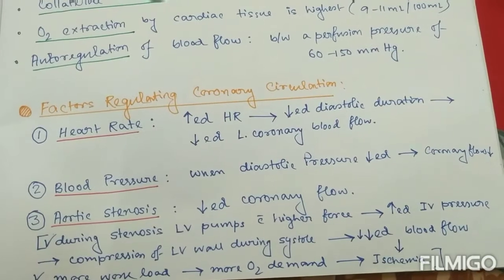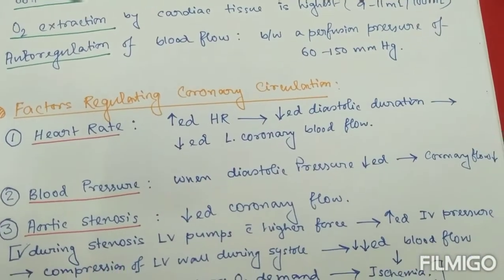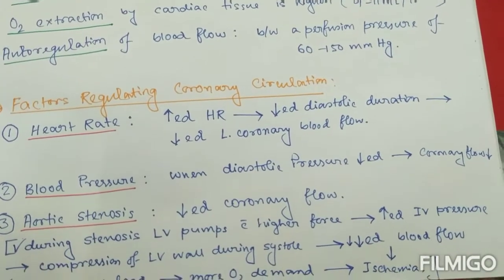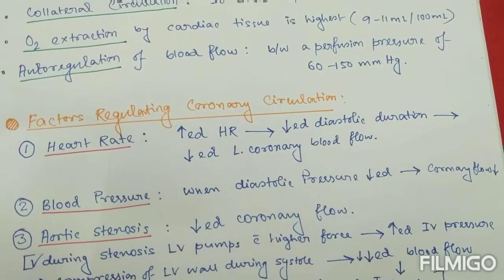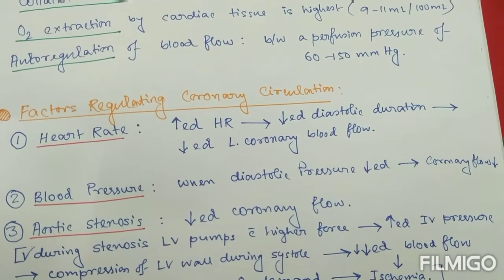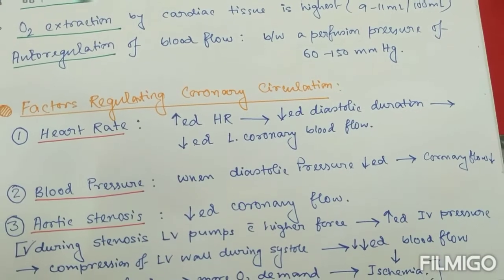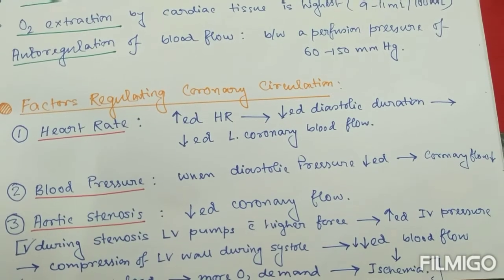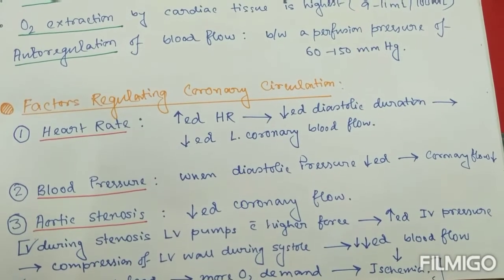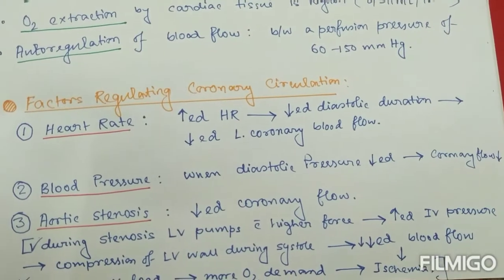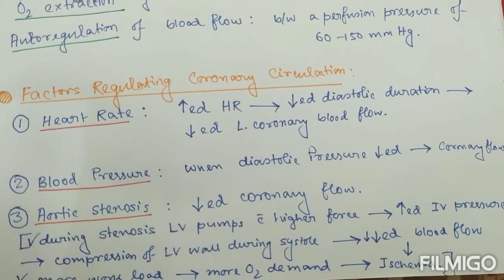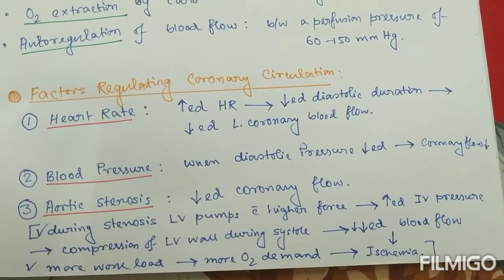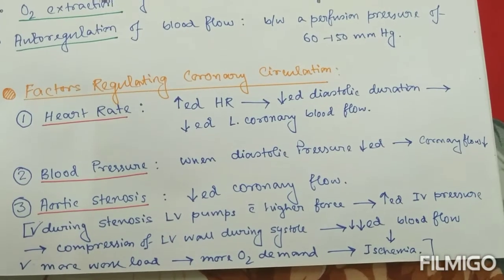Now some factors that regulate coronary circulation. First is the heart rate. With increased heart rate, diastolic duration reduced, and this causes reduced left coronary blood flow, because as we have already discussed, during diastole, left coronary artery gets maximum blood, but in right, this is as like others, and heart rate will not change the flow. If we consider blood pressure, when diastolic pressure decreased, coronary flow decreased because it changes with the diastolic pressure.